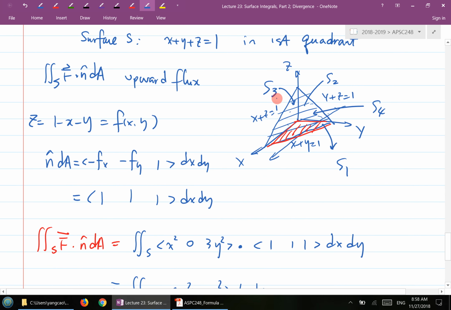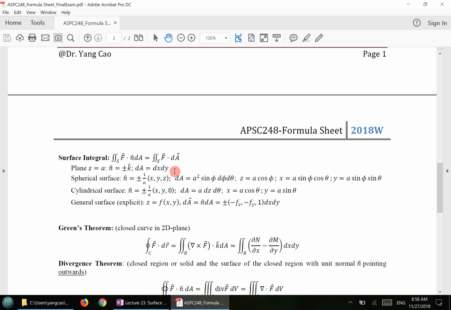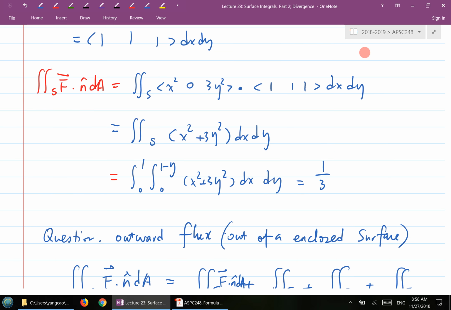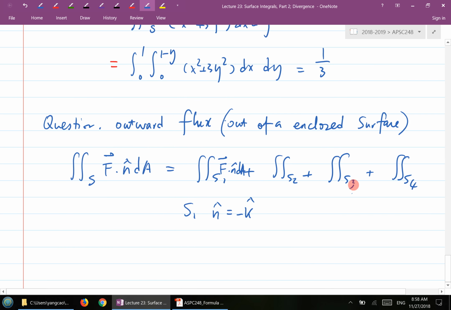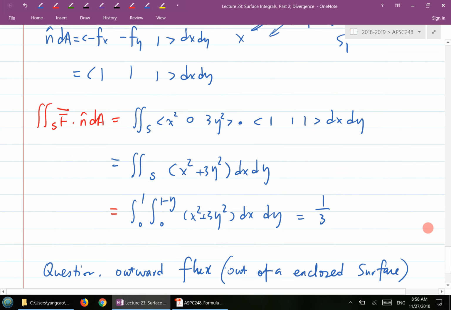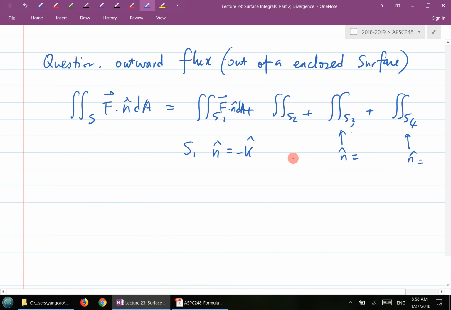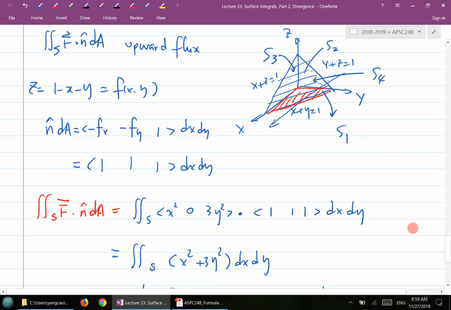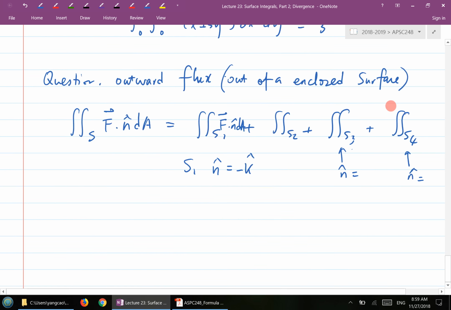But S4 and S3 are the XZ plane and YZ plane. They are not part of the formula here. You see that? They're not part of the formula. However, you can easily make an extension. So for S3, outward, what will be the n hat here? Negative j hat. Good. So negative j hat.